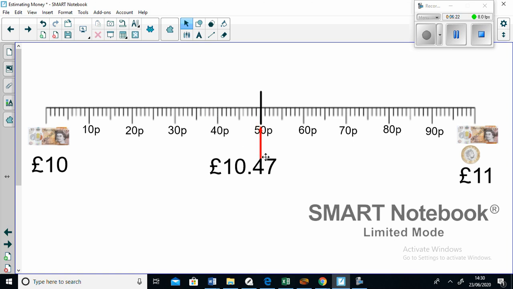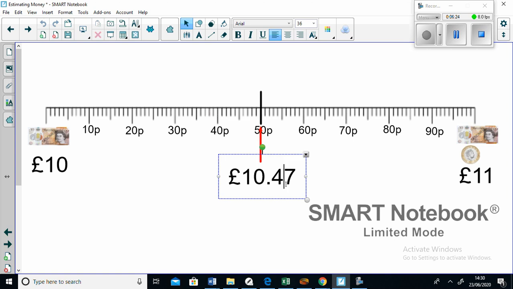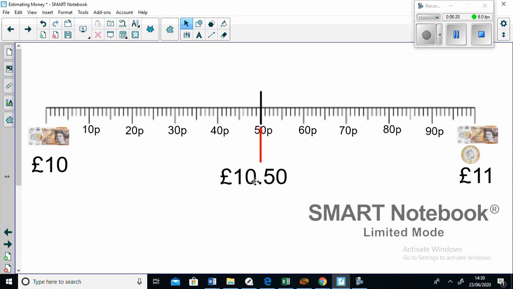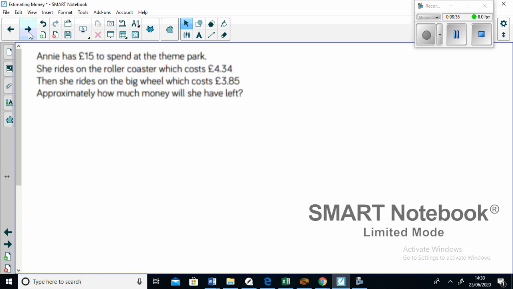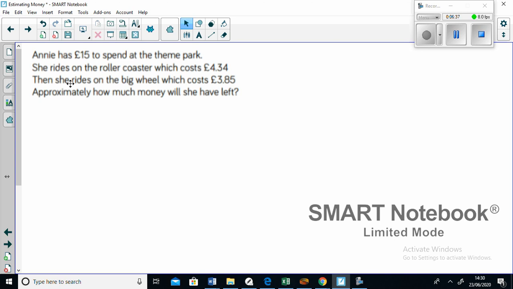If we had that number exactly there, £10 and 50 pence, £10.50, the rule we've learned is we would round it up to the larger value. Easy peasy, lemon squeezy. Now, your final thing we're going to look at is something I've just cut and pasted from one of the worksheets you're going to do this week. I thought it looked like a really interesting question.